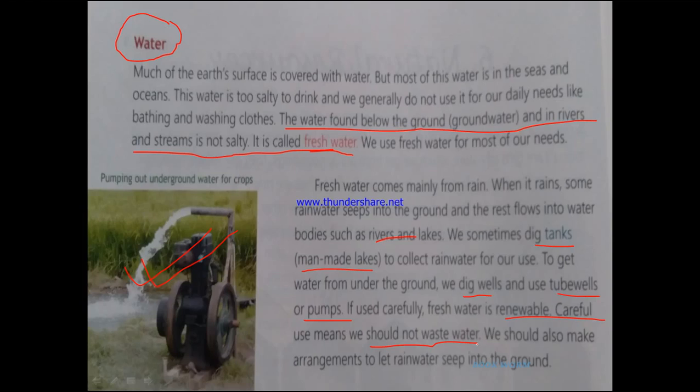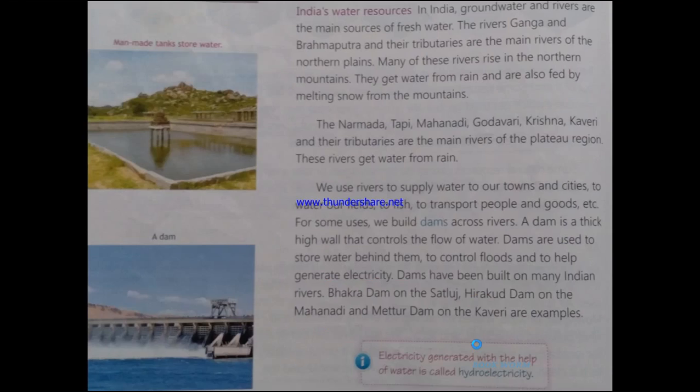There are many other ways we waste water. So what we need to do is, we need to stop wasting water. We need to use it in a very planned manner so that we can stop wastage.